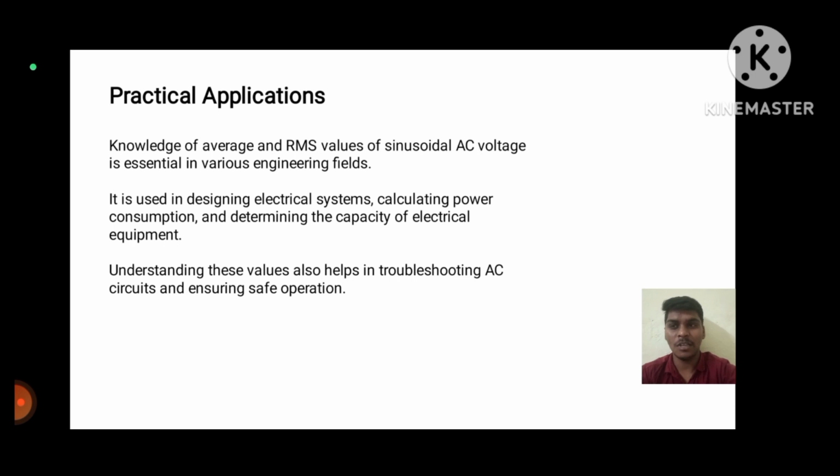Practical application. Knowledge of average and RMS values of sinusoidal AC voltage is essential in various engineering fields. It is used in designing electrical systems, calculating power consumption and determining the capacity of electrical equipment. Understanding these values also helps in troubleshooting AC circuits and ensuring safe operation.